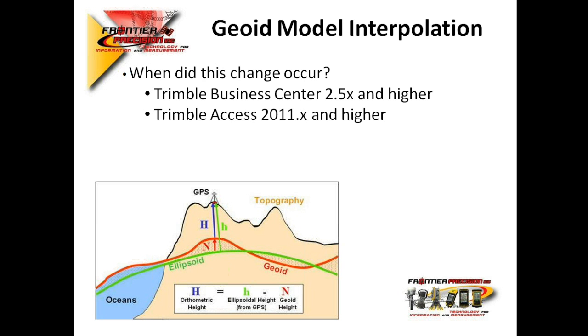One of the questions that we get a lot is, when did this change occur? Do I need to be aware of this? Do I even care? If you are using Trimble Business Center 2.5 or higher, that interpolation occurred within the software at that version. In Trimble Access 2011.0 and higher, that geoid interpolation occurred there. So some of you may have seen on your data collector some message regarding interpolation, and it wants you to acknowledge that you understand what interpolation is all about.